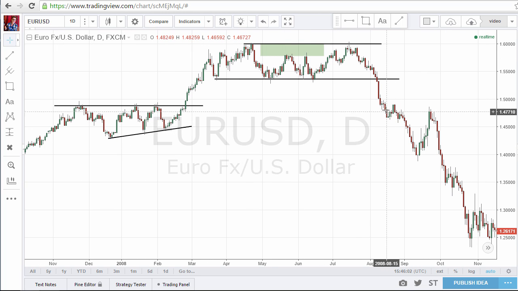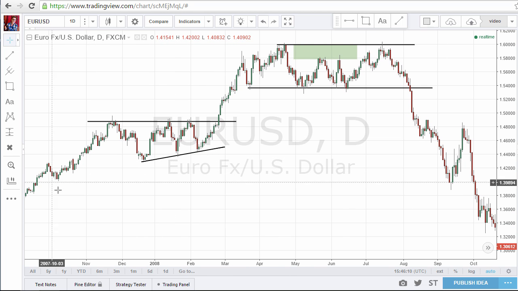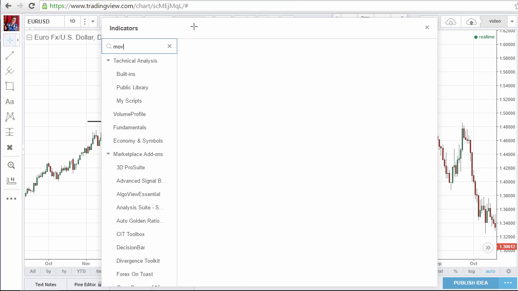You can see we made lower lows, lower lows, lower lows, and also lower highs here, here, and here as well. And just by using the analysis of highs and lows and using trend lines along with that, we can already get a feeling for the direction, whether buyers are more in control or sellers. So this is a very good starting point. Then personally, I always use moving averages.